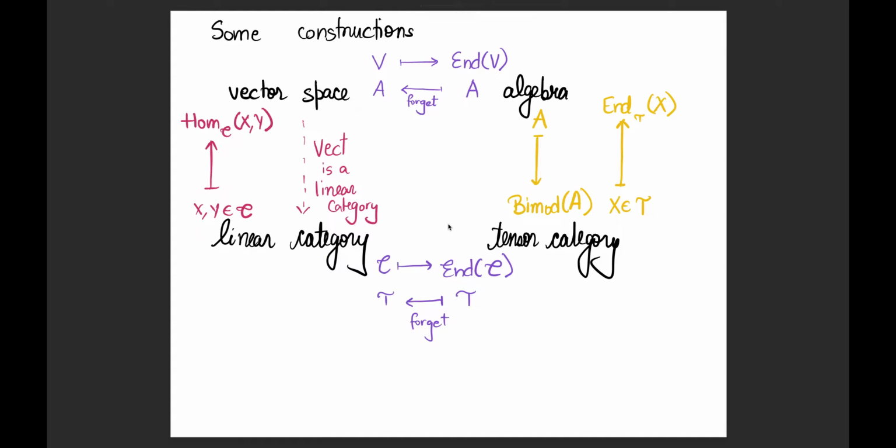On the left-hand side, if I have a linear category, that by definition means it's vect-enriched. So I can take two objects, take the hom, and get vec. And if I take the category of all vector spaces, it's a linear category.